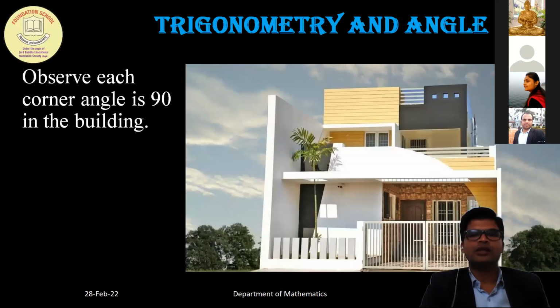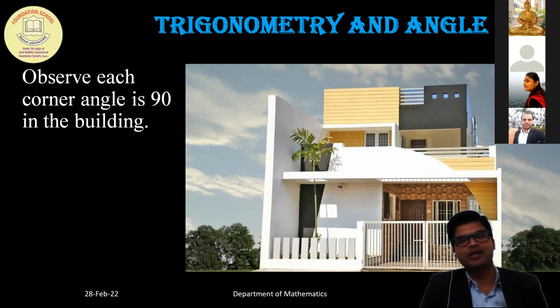As we see in secondary and senior secondary, the question asked by the students is why we are studying trigonometry and angles. We cannot directly observe the uses of trigonometry, but we can directly observe angles. We should tell the students these examples. Some examples: in each room's corner, the angle formed is 90 degrees.